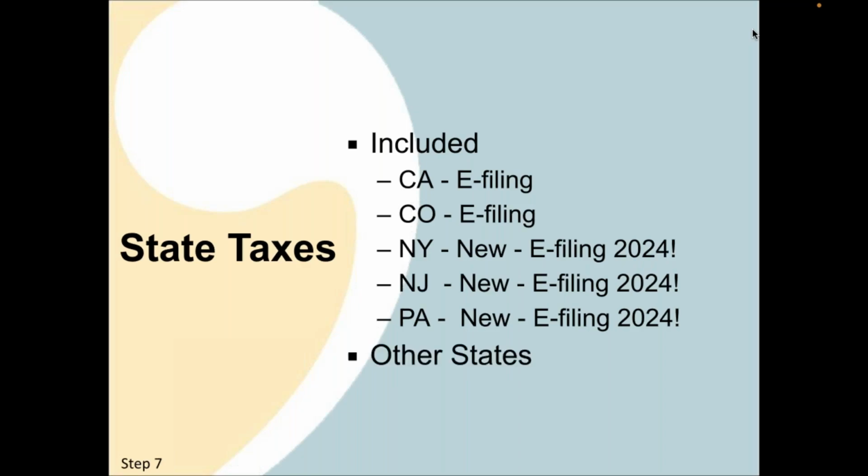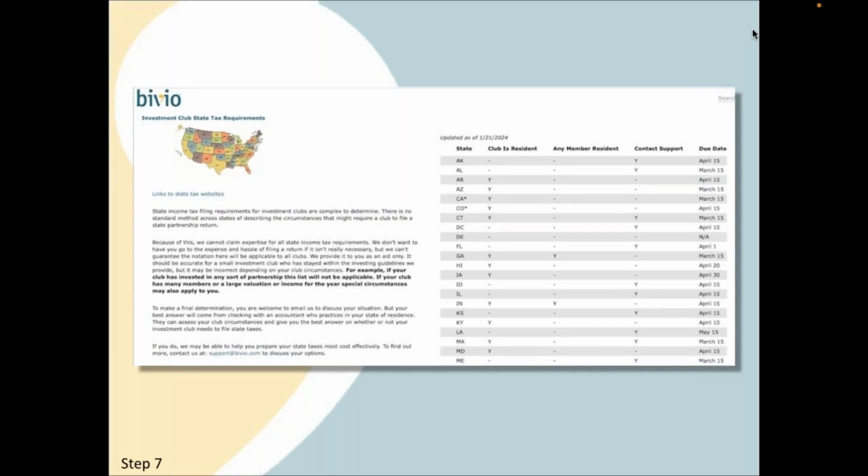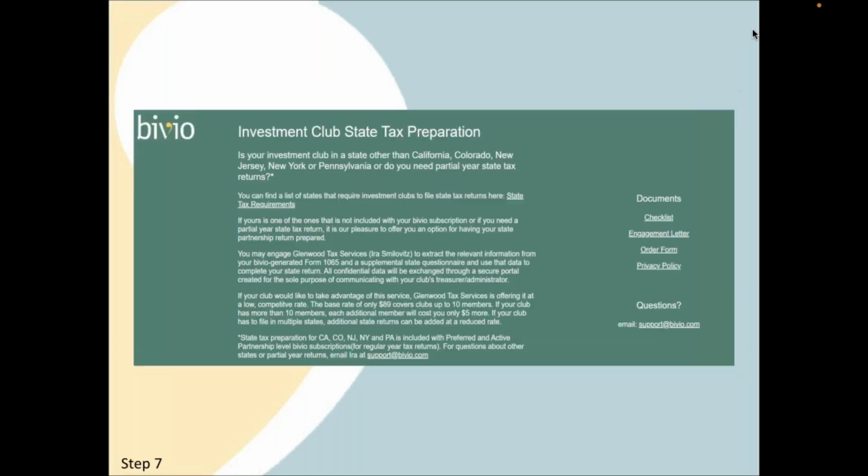For other states, we offer you a cost-effective option for having your state tax forms prepared. If you go to our Club Cafe page, you'll find 2 links on the right side that discuss state tax filing. The first will take you to this page with a table showing state tax filing requirements for each state. Use this to determine if your club has any state tax filing requirements. The second link on the Club Cafe page will take you to this page, which describes the tax service option we offer and recommend if you need state taxes prepared and your state is not one of the 5 included in bivio.